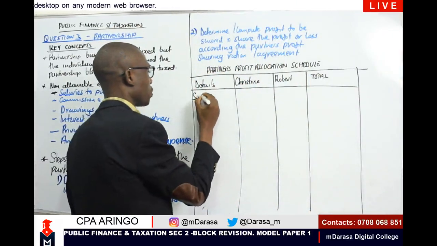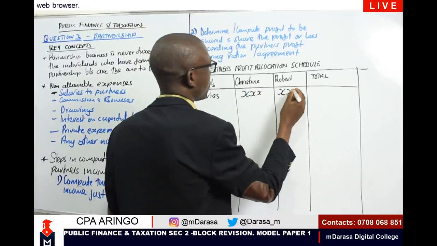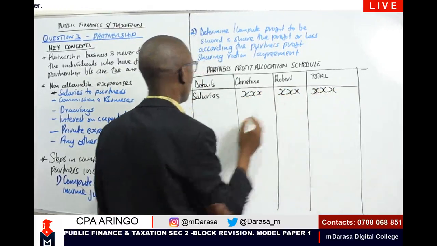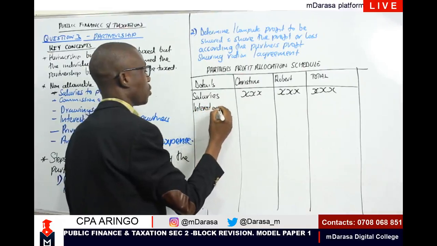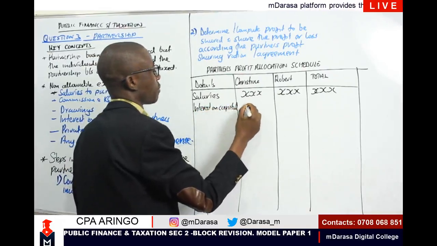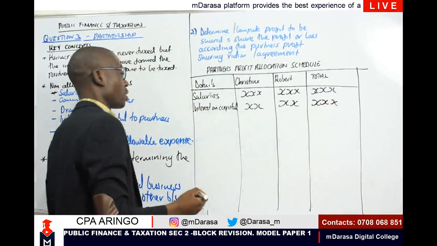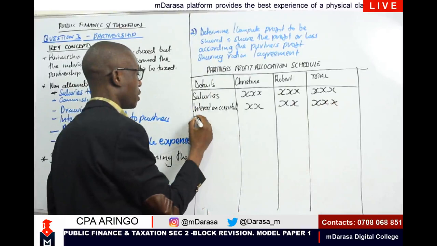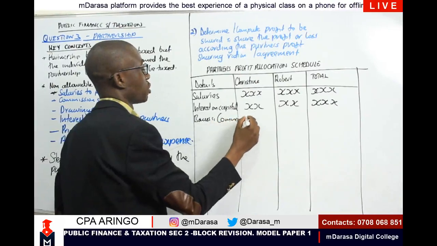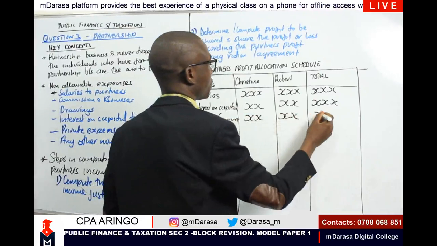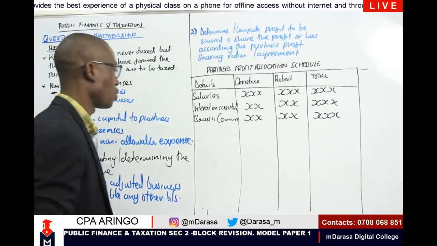I'll be talking of salaries, of course, to partners. I'll be having our figure there. We'll be talking of interest on capital. We should be having our figures there, right? We'll be talking of bonuses and commission. We should be having our figures here. We should be talking of a concept known as bonus and commission.